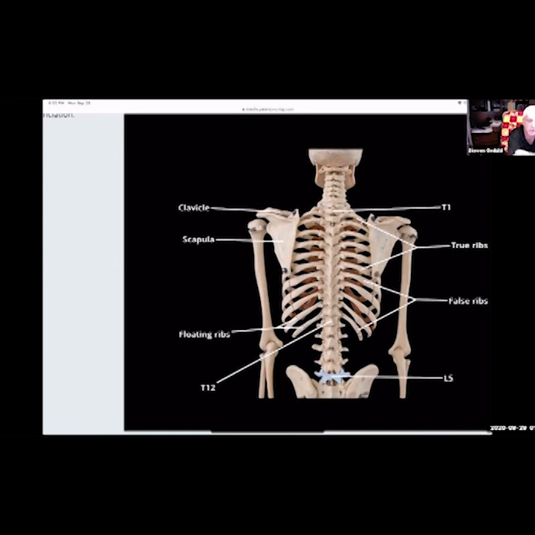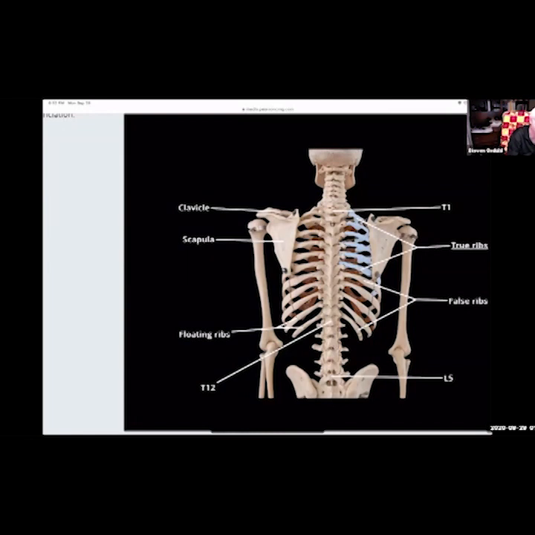So you got C1 through 7. How many thoracic vertebrae do you have? 12. 12, one for each rib. So C1 through 7, thoracic vertebrae T1 through T12, L1 to L5, then the sacrum and the coccyx make up your spinal column. You can see your false ribs because they don't connect directly to the sternum. Those ribs 8 through 12, I'm sorry. And your true ribs 1 through 7 that connect directly to the sternum.